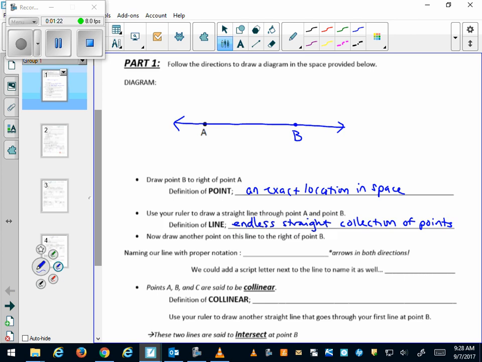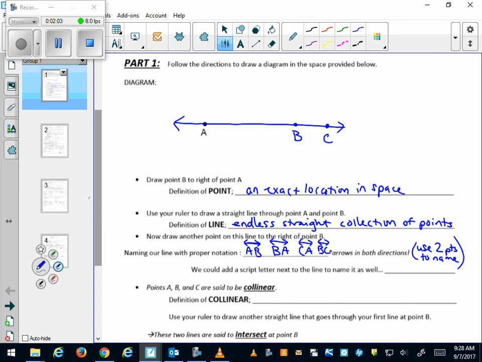If we draw another point to the right of point B, we're going to label that C. And if we name our line, we're going to use any two letters to name the line. This could be called line AB, or line BA, or line CA, or line BC, any combination of the two letters. Never use 3, never use 4, never use 1, always use 2 letters. 2 points to name the line. It doesn't matter what order, AB, BA, same line.